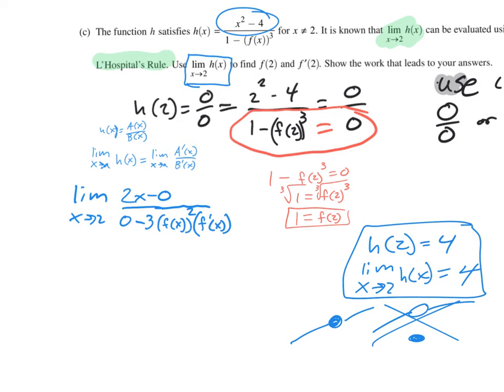Now that we know that's true, let's set this equal to 4. If I go to evaluate this limit now, I can just take the 2 and plug it in. So I'd have 2 times 2 minus 0, which is just gone, over negative 3 times f of 2 squared times f prime of 2.